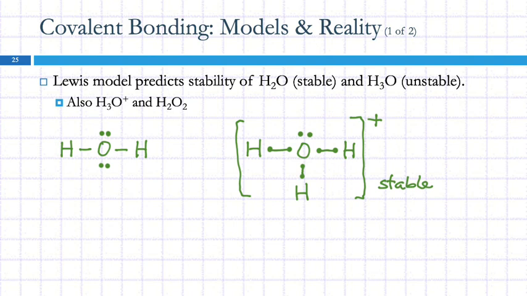Let's look at another one, H2O2. So the hydrogens have 1 electron. Each of the oxygens has 6. And so if the hydrogens share with an oxygen and the oxygens share with each other, then we can get octets for the oxygens and duets for the hydrogens. So this is hydrogen peroxide. It's not super stable, but it is stable.